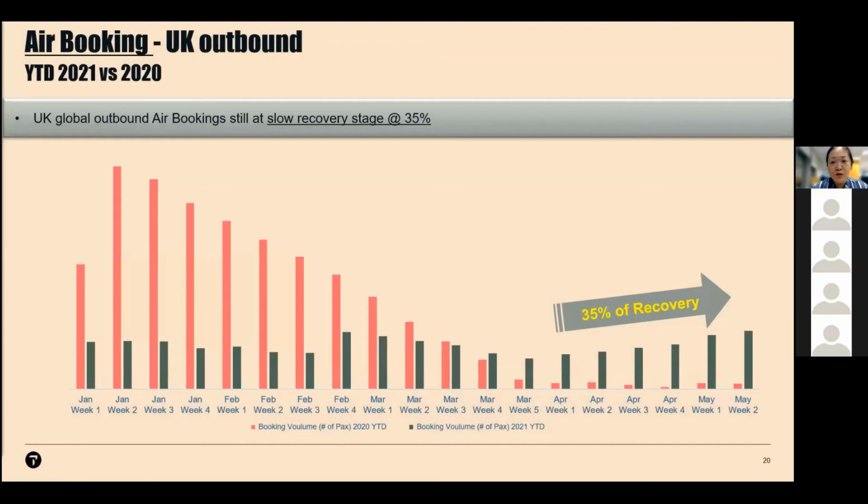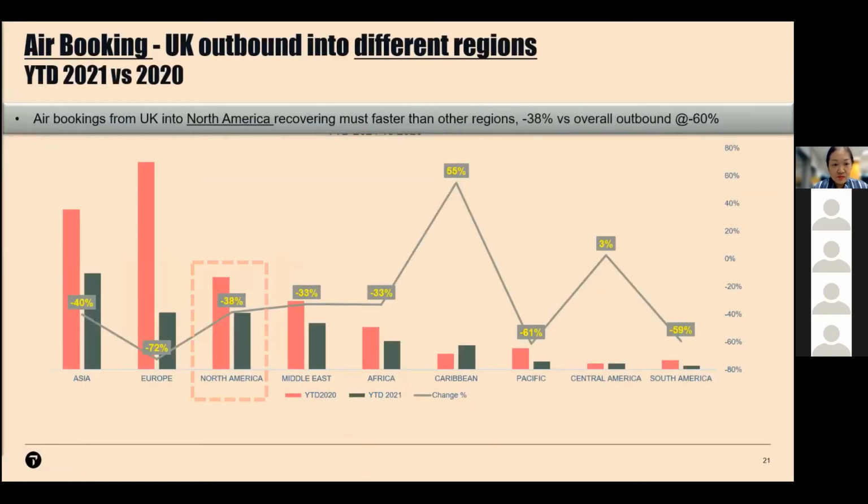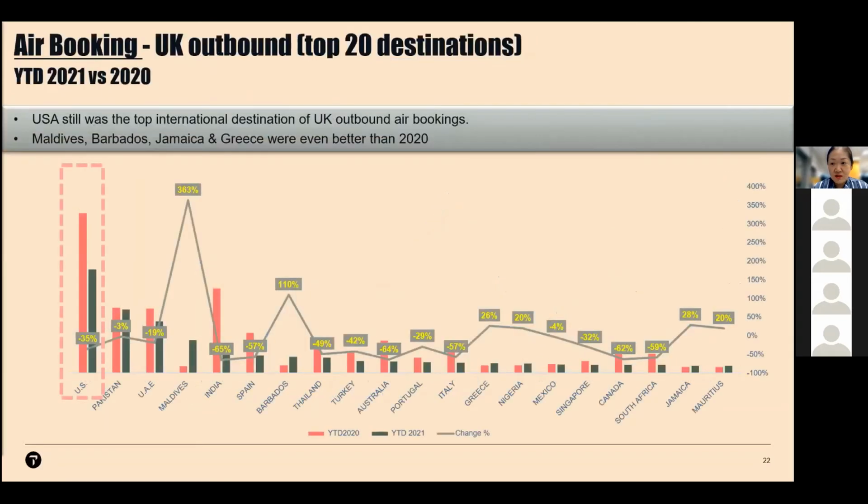Let's first look at the overall UK outbound air bookings from travel agents. It's slowly recovering at around 35% of 2020 year to date. This is total UK outbound into global markets. North America was the third top regional destination, and recovery was ahead of Asia and Europe. It's back to 62%, compared to overall UK outbound, which dropped 65%. Let's look at the top 20 destinations of UK outbound.